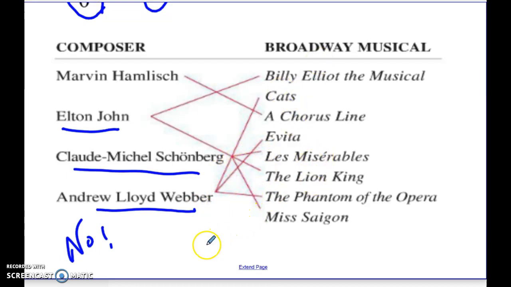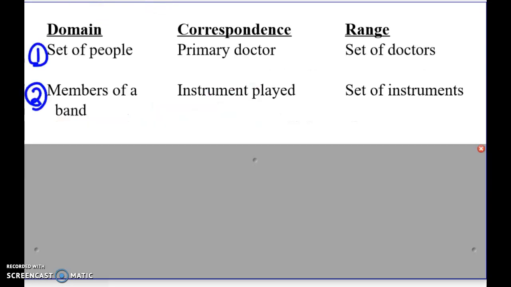So this is definitely not a function because we have three domain items, three composers, that are mapped to more than one element in the range. All right, now one more example here.